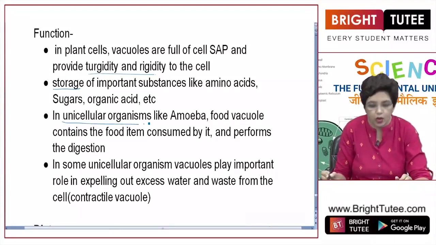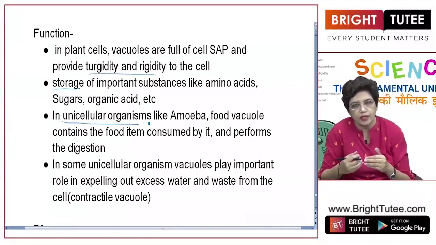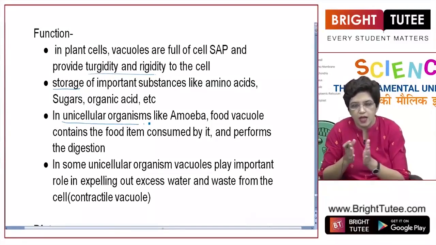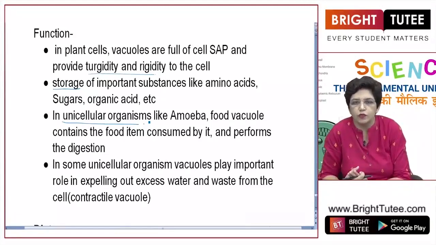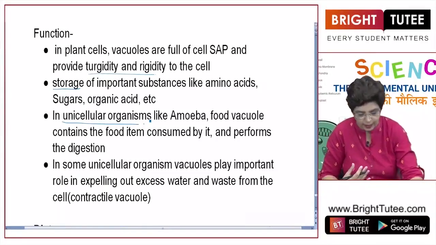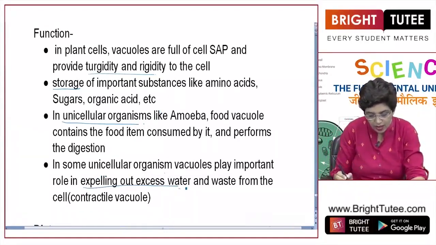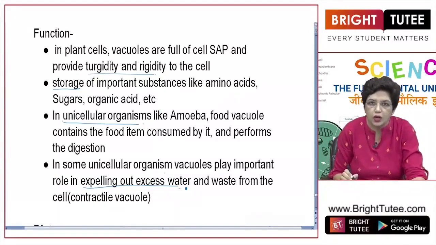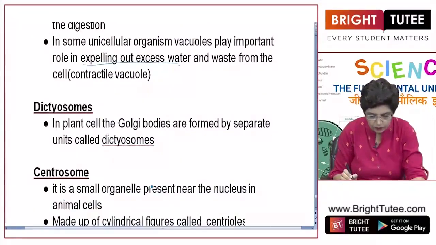Next, in unicellular organisms like amoeba, the food vacuole contains food items which are consumed by it, and it performs digestion. Digestion takes place, nutrients are absorbed, and the remaining part of the food is ejected out. So in amoeba, the food vacuole helps in providing nutrition to the cell. Then in some other unicellular organisms, vacuoles play an important role in expelling excess water and waste, and such vacuoles are called contractile vacuoles. So this was all about vacuoles.